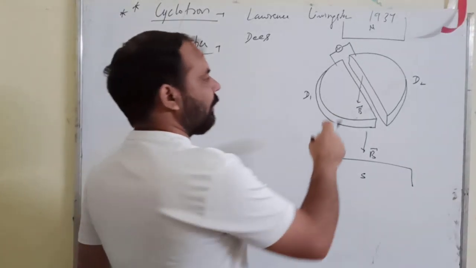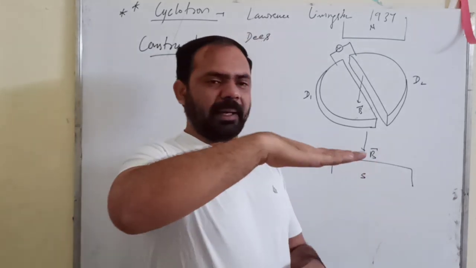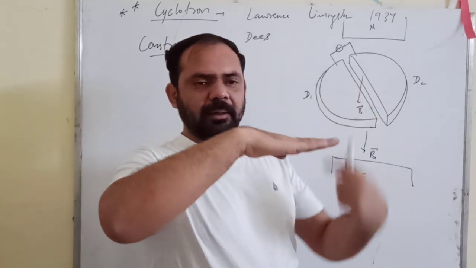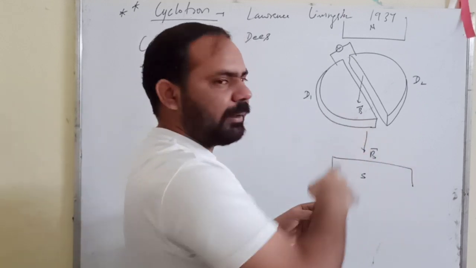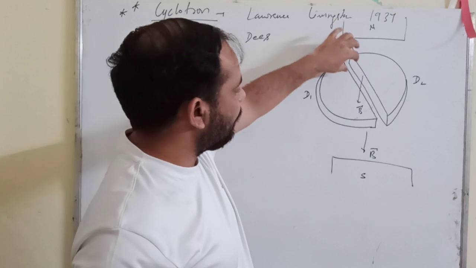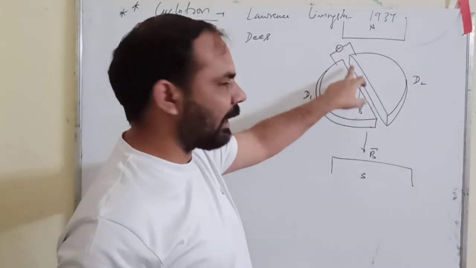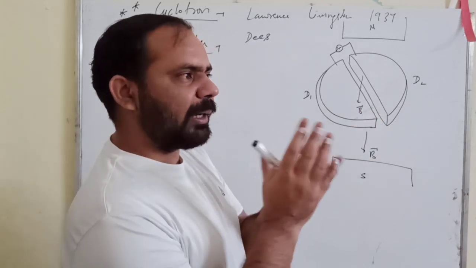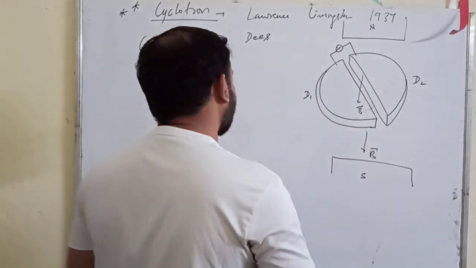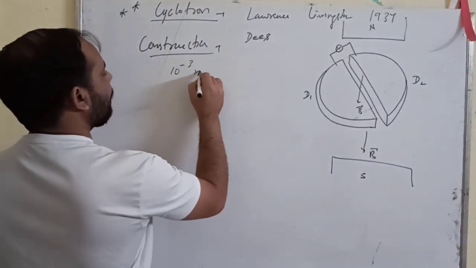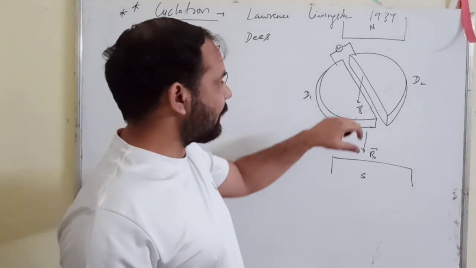Now what we do, we have an electric field which is like this. Inside a plane we have two Ds in this way, and we have a magnetic field which is perpendicular to the electric field, right? Now we place some gas in this gap at a low pressure of nearly 10 raised to minus 3 mm of Hg. At this much low pressure we place a gas here.